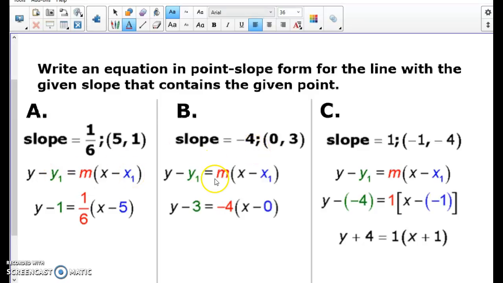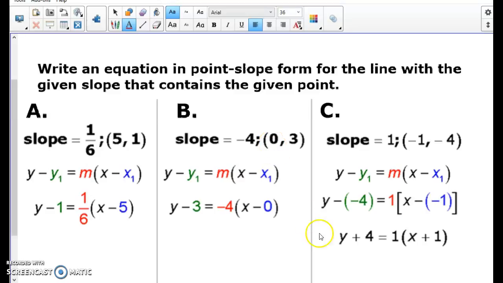Here's another one. Our slope is negative 4, our x is 0, and our y is 3. So instead of saying y minus y1, we're going to say y minus 3 equals our slope, which is negative 4, and then x minus 0. 0 is our x.